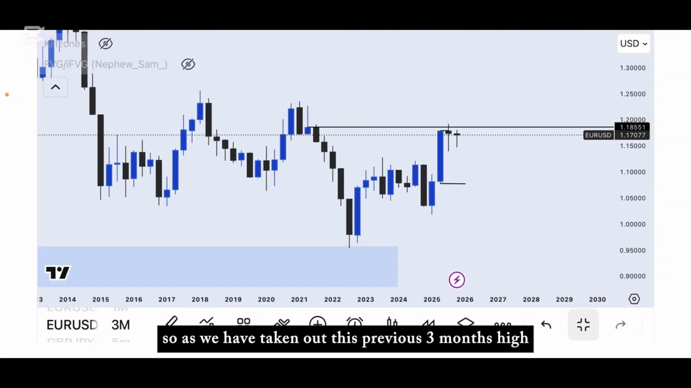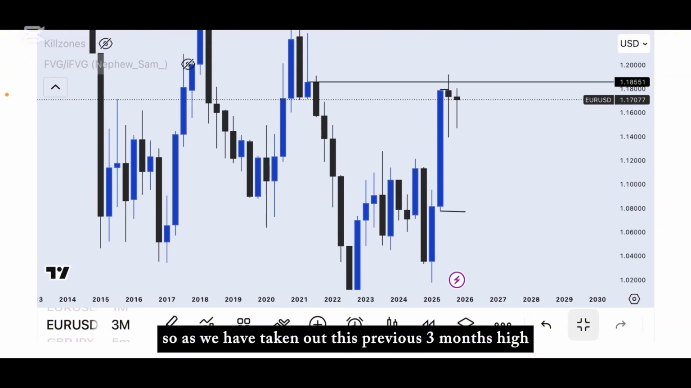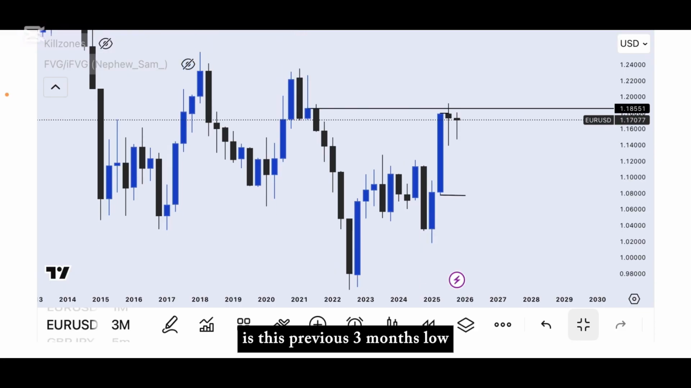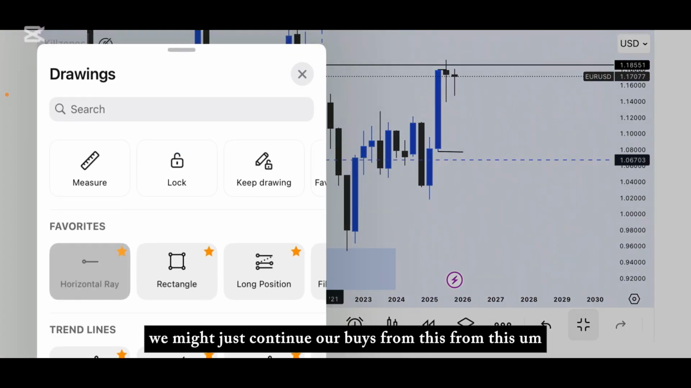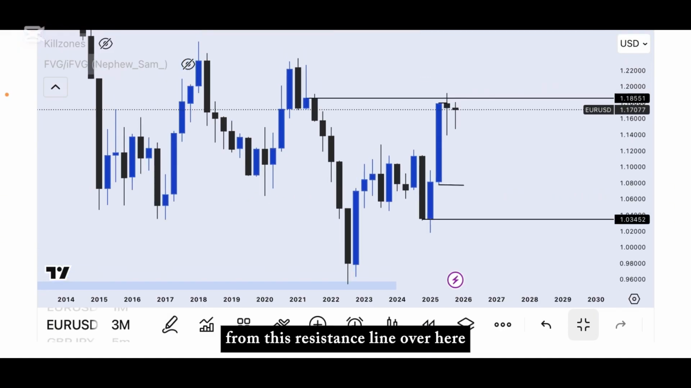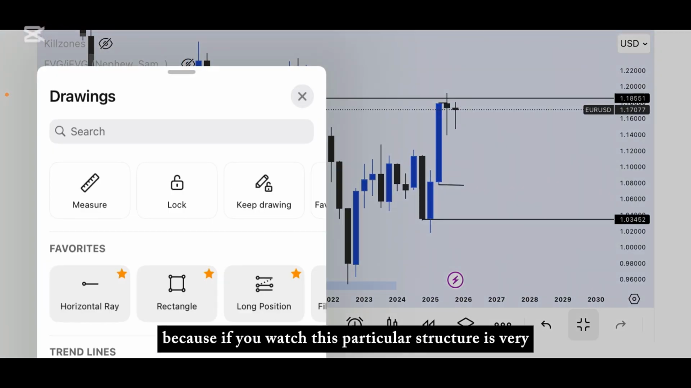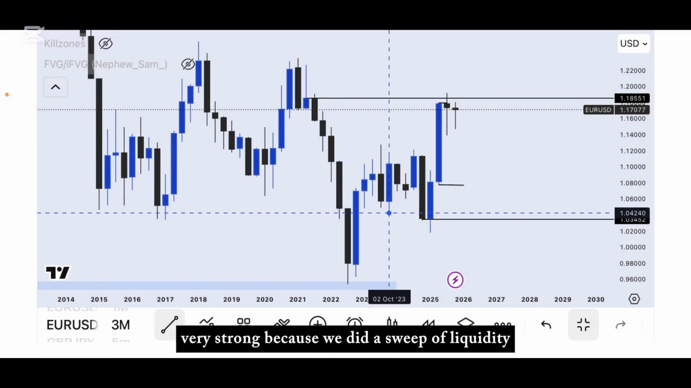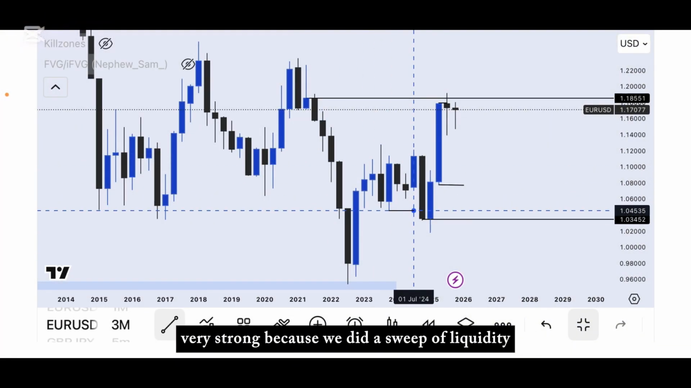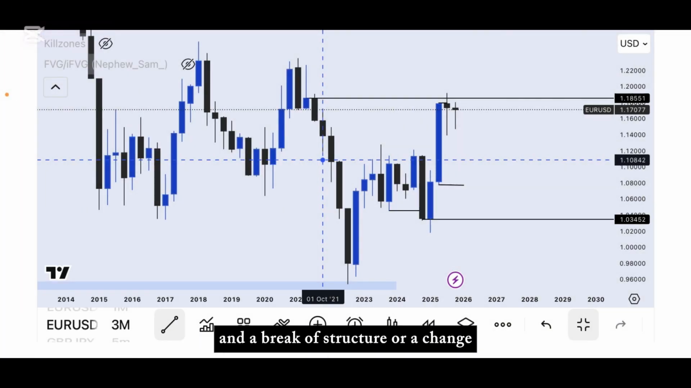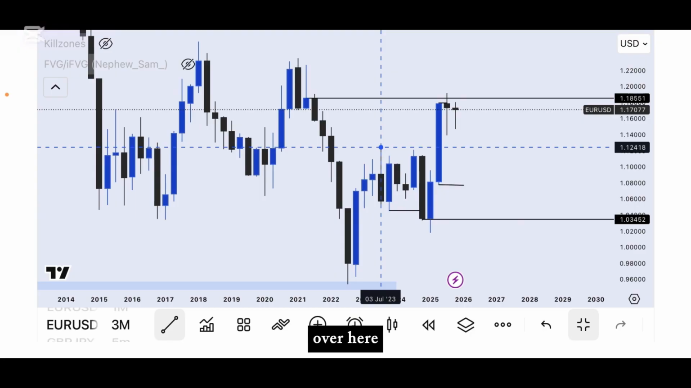As we have taken out this previous 3 months high, the next place we are coming is this previous 3 months low. Maybe we might just continue our buys from this resistance line over here, because if you watch, this particular structure is very, very strong, because we did a sweep of liquidity and a break of structure, or a change, or a market structure shift over here.